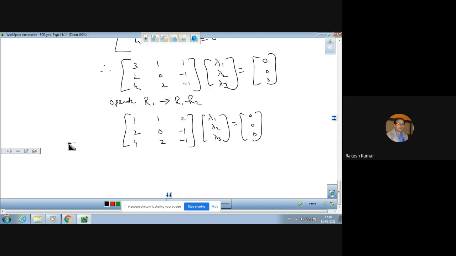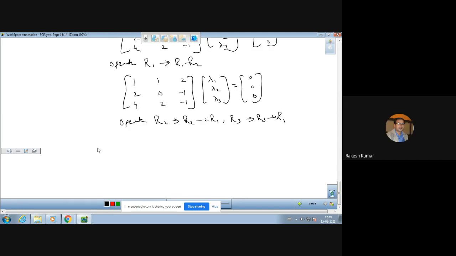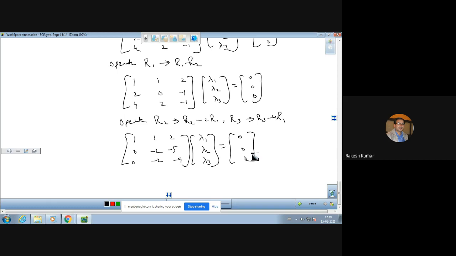Now let us operate operations. So operate R2 as R2 minus 2 R1. Similarly R3 as R3 minus 4 R1. R1 यहाँ पर pivot का काम करेगा. So making R1 as pivot and operating operations, you will have 0, minus 2, minus 5; 0, minus 2, minus 9. So this is lambda 1, lambda 2, lambda 3, and this is 0, 0, 0 here.